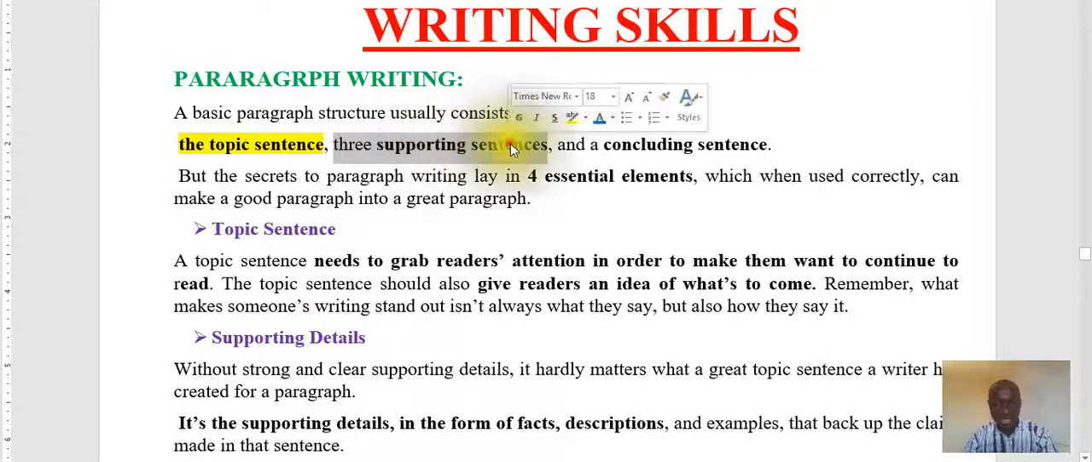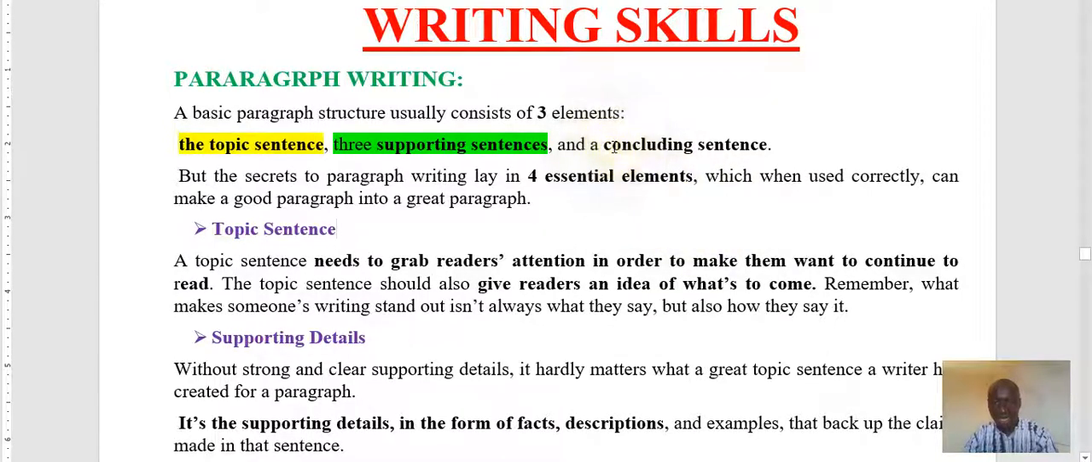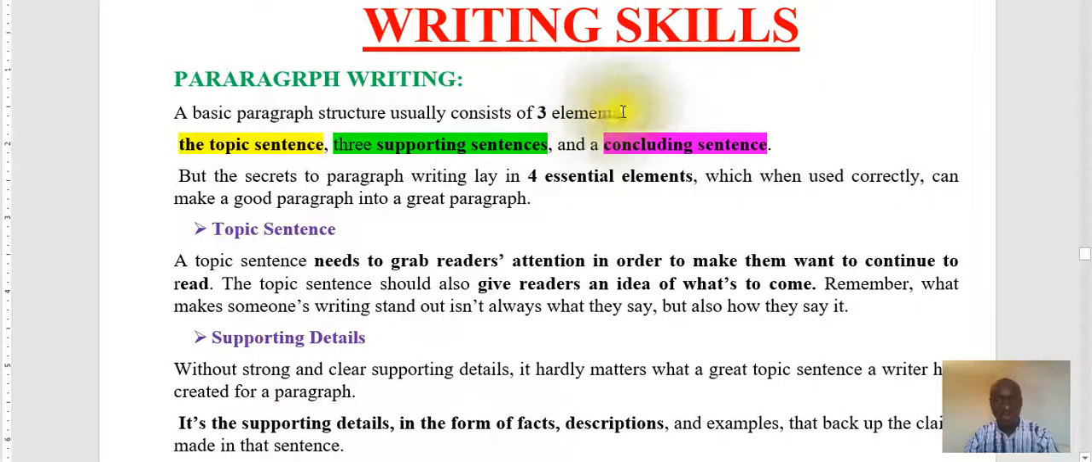Topic sentence, supporting ideas, in green, and a concluding sentence, also in another color. So these are the three elements: the topic sentence, the supporting sentences, you have two or three supporting sentences, and a concluding sentence. So you can say a basic paragraph structure usually consists of three elements: the topic sentence, the supporting sentences, and a concluding sentence.